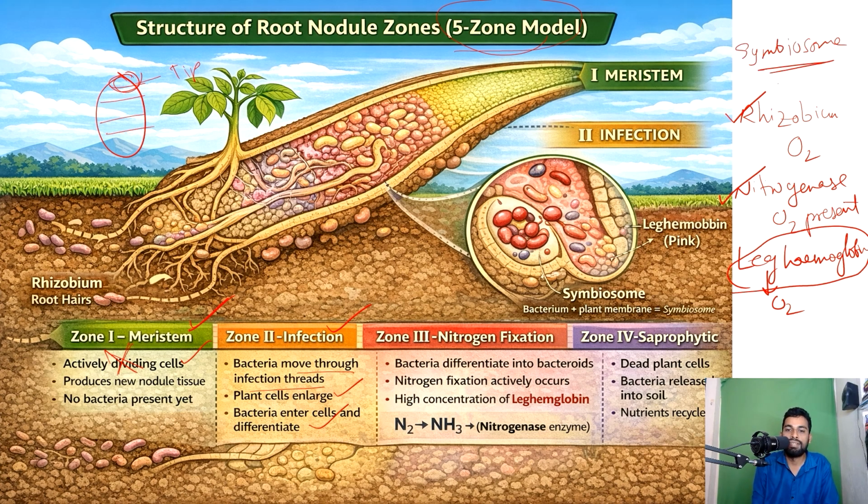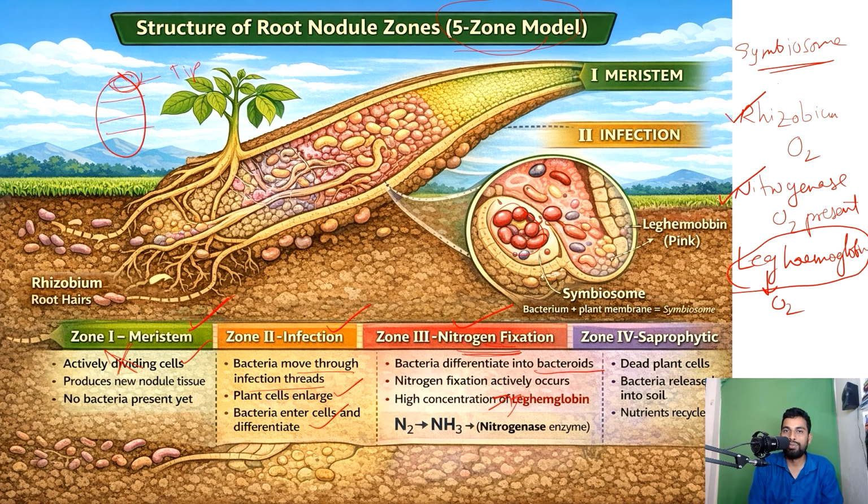Zone 3, that is the nitrogen fixation zone. You can see that the color has changed to pink. Why is it pink? Because leghemoglobin is pink in color. We can see here it is pink. It is an important zone for fixing nitrogen, right? Here bacteria differentiate into bacteroids. Also nitrogen fixation happens actively. Here leghemoglobin concentration is very high. That's why it is pink. Here N2 is converted into ammonia by the nitrogenase enzyme.